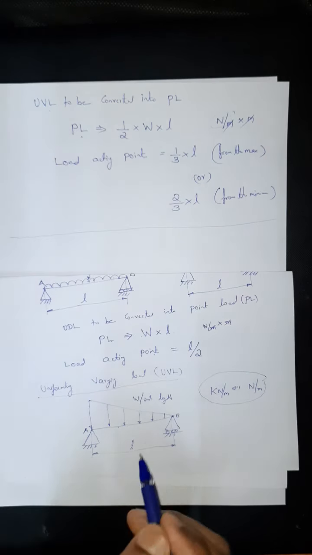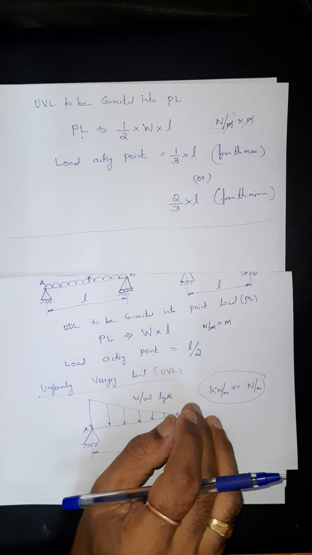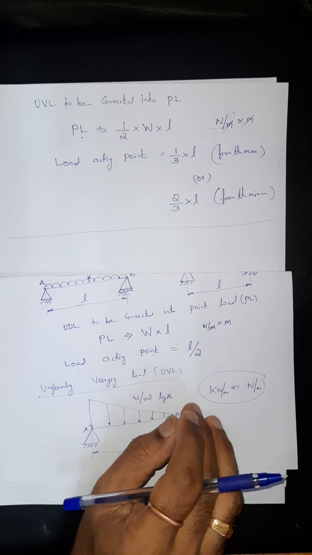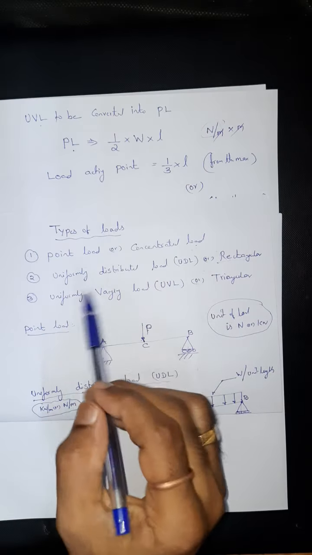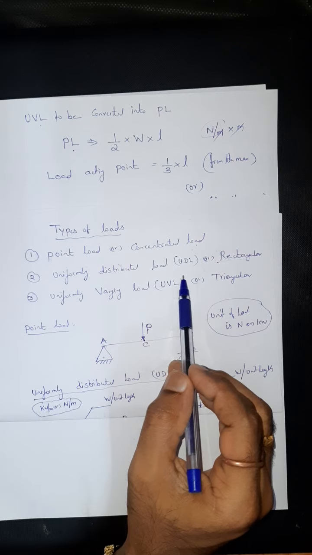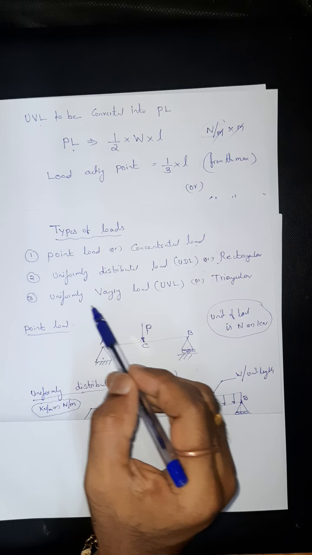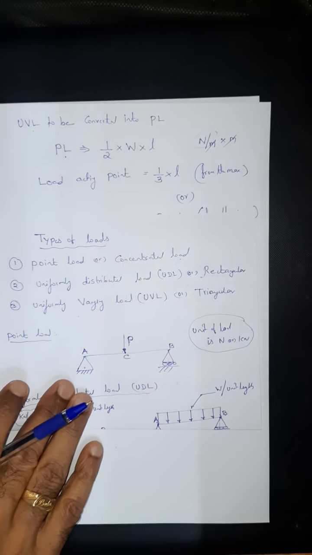So, you will have to memorize this, the formula to convert UVL into a point load and the load acting point, right, fair enough. So, I have explained in detail all the three types of loads. The first one is the point load, then the uniformly distributed load, and the uniformly varying load, isn't it.